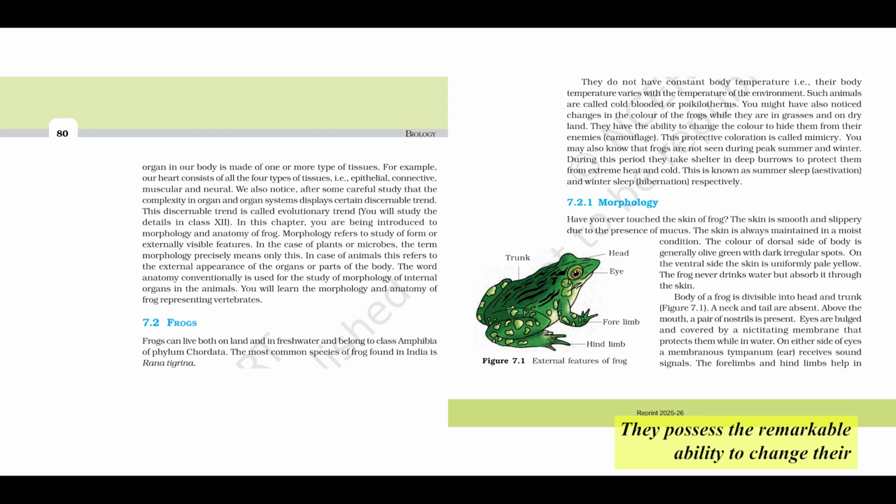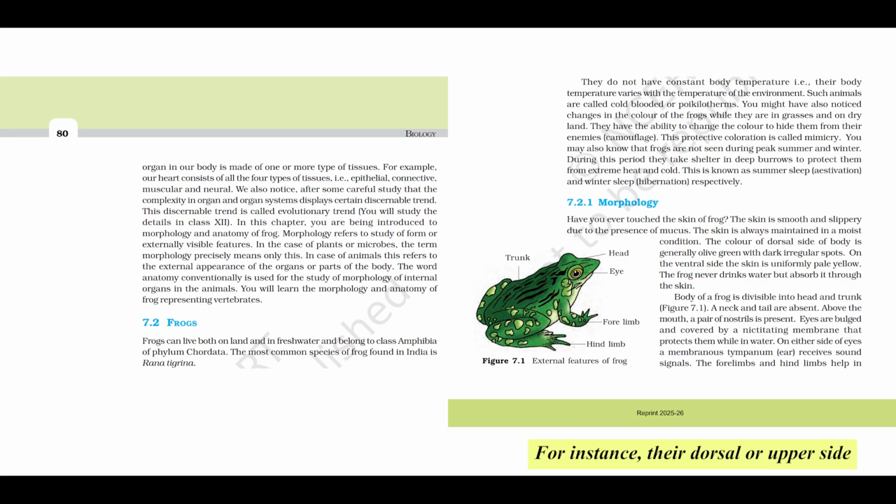They possess the remarkable ability to change their color to hide effectively from both predators and prey. This protective coloration, where an animal blends into its background, is scientifically known as camouflage, or more specifically, crypsis. It allows them to become almost invisible in their environment.